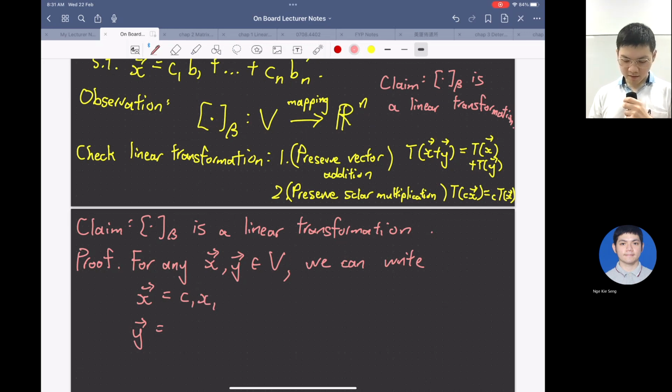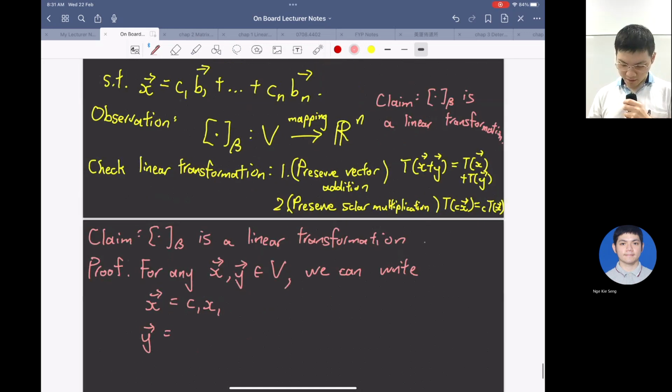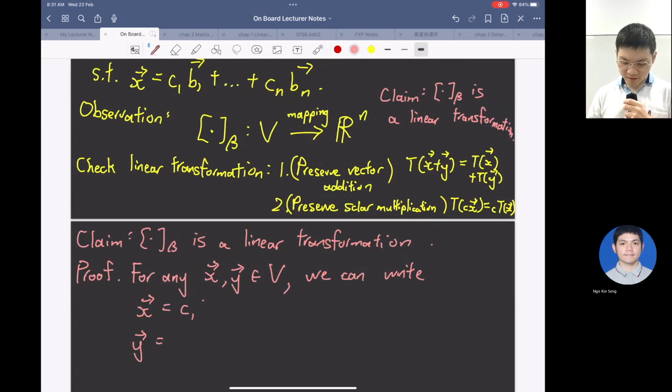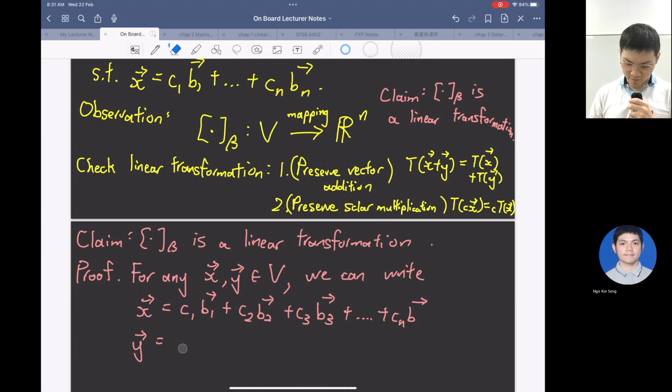This is the thing we are given. We got a basis. We can express our vectors as a linear combination of our bases, because this is what bases do. Because bases span. And this is a unique form we have. And y maybe has d1 b1 up to dn bn.